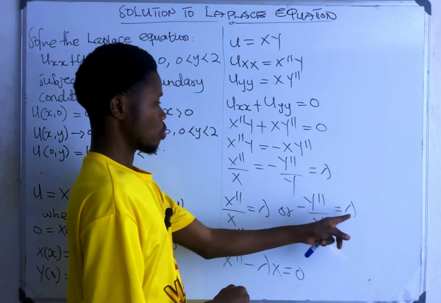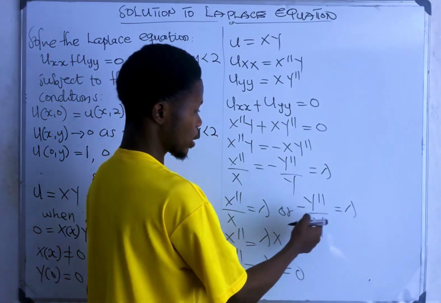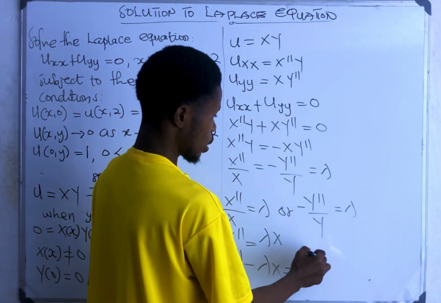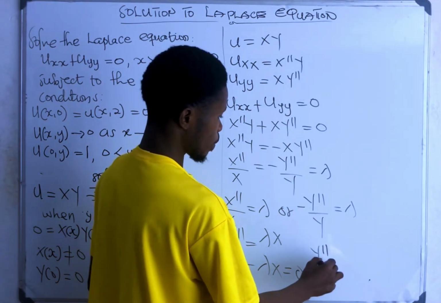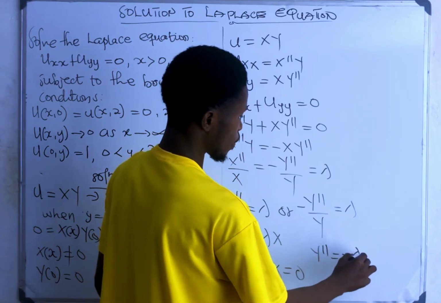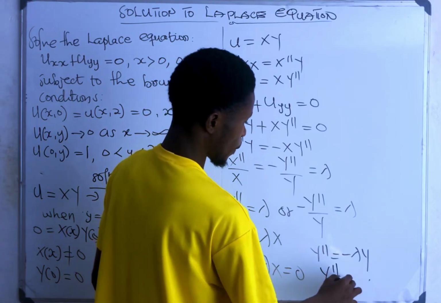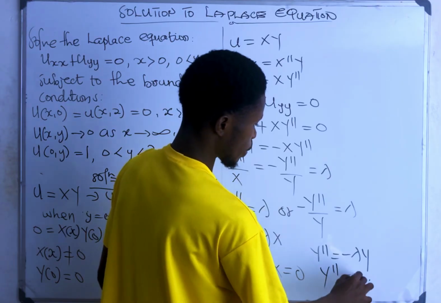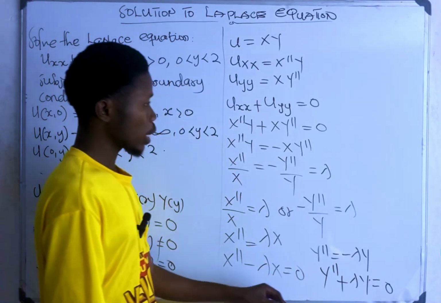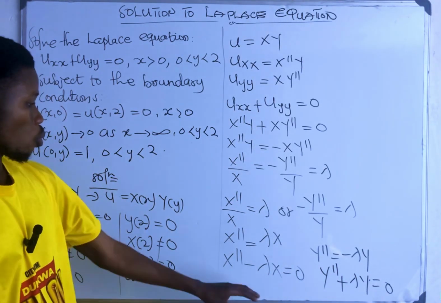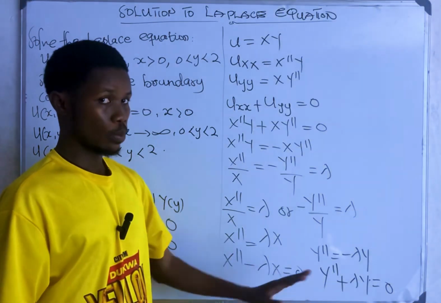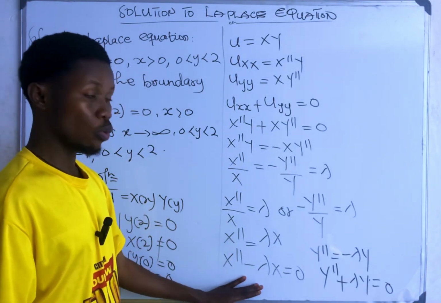If I multiply through by the negative and the y, I'm going to have y prime prime equals negative lambda y. So y prime prime plus lambda y equals 0. So these are the two equations that we have. We are going to work with these two equations. Perfect.